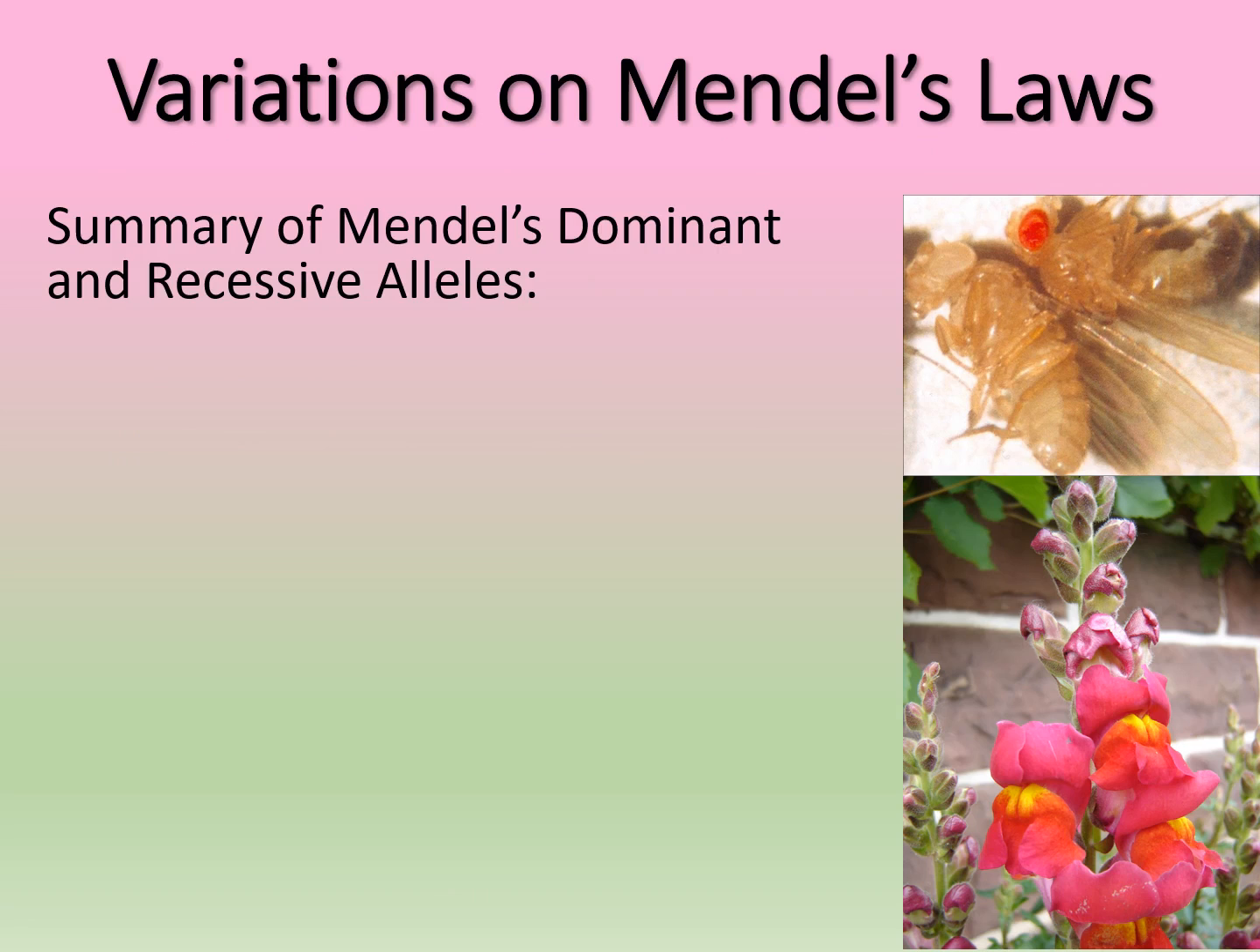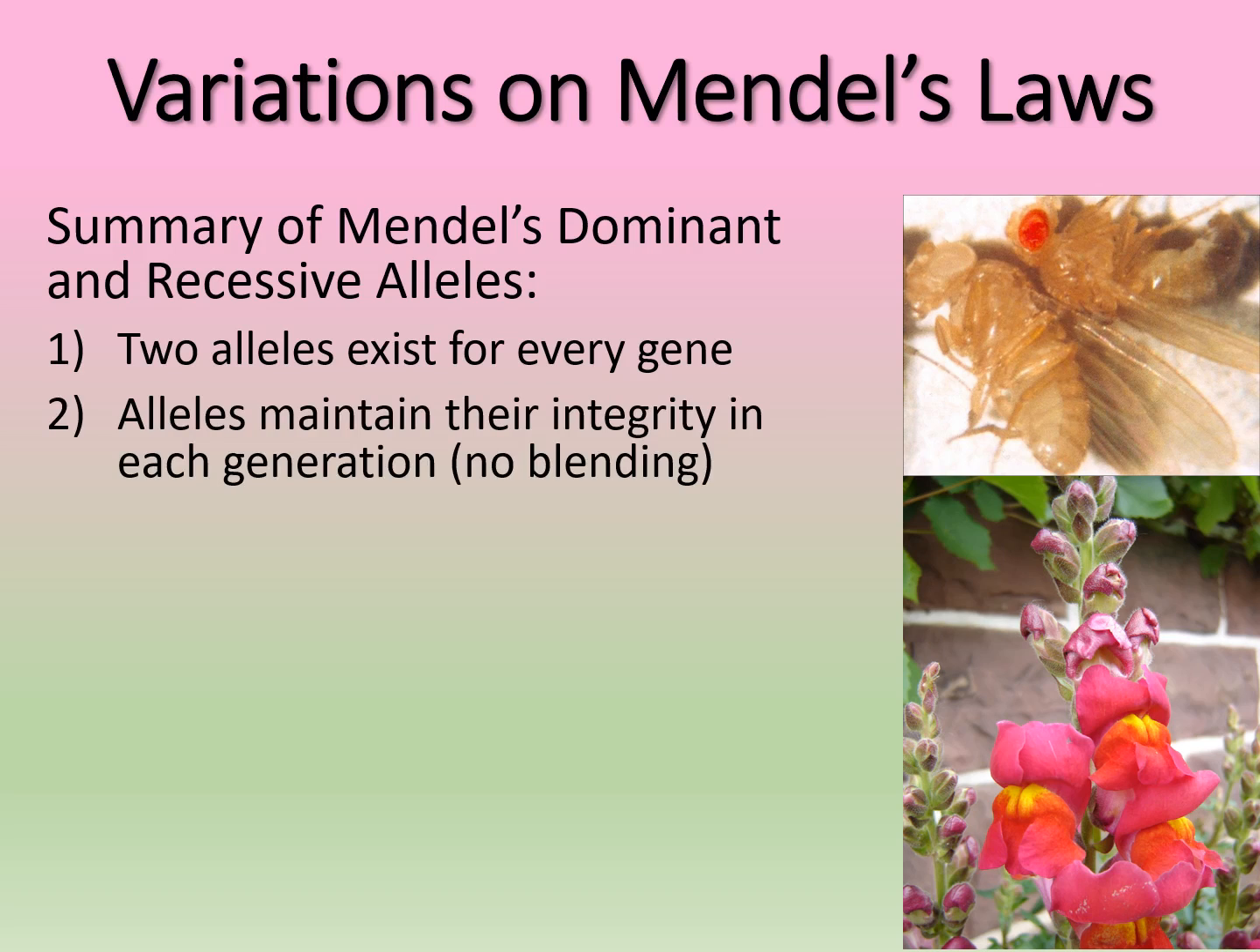So let's talk a little bit about Mendel's dominant and recessive alleles, just to review, right? So we are talking about 2 alleles existing for every gene, and that may or may not be the case when we talk about some variations. There could be more than just 2 alleles for each gene, but 2 alleles are always going to be assigned to every person of that gene, okay?